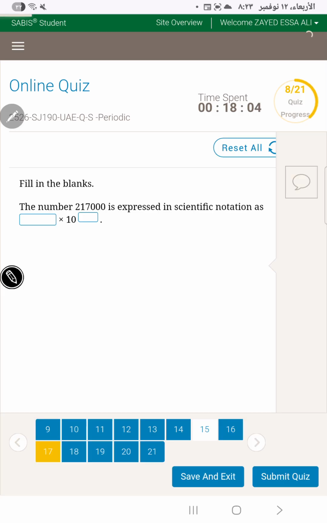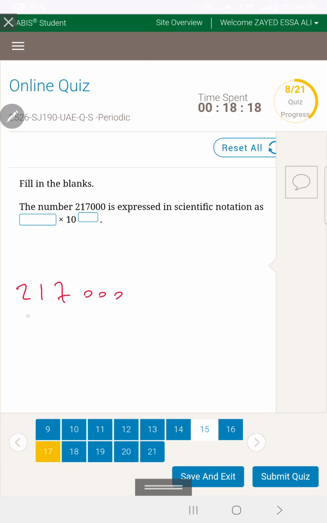Now 17. The number 217,000 is expressed in scientific notation as, okay, so here you have 217,000. In scientific notation, the decimal must be after the first digit, which is non-zero. So you get 2.17 times 10 to the power of, you count 1, 2, 3, 4, 5. And that is the answer.